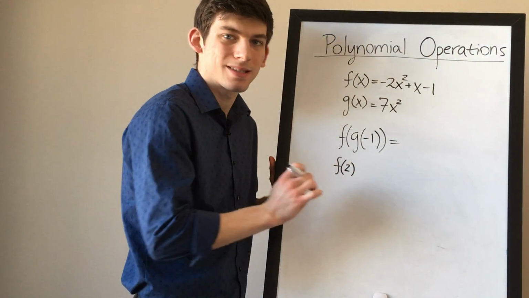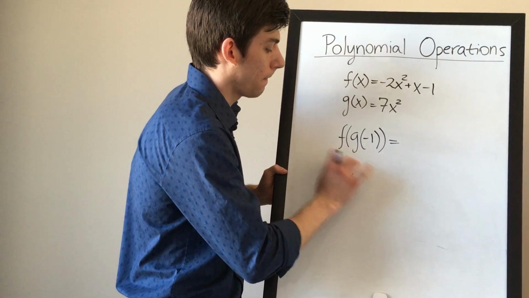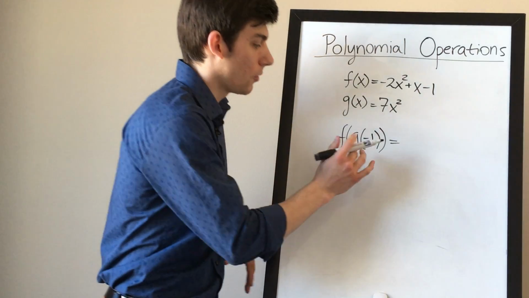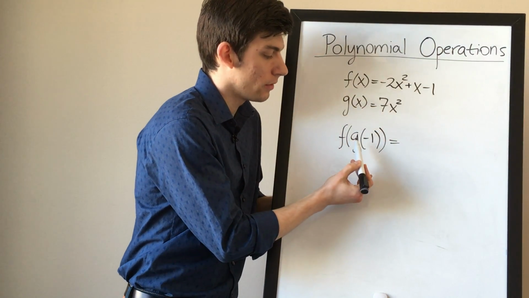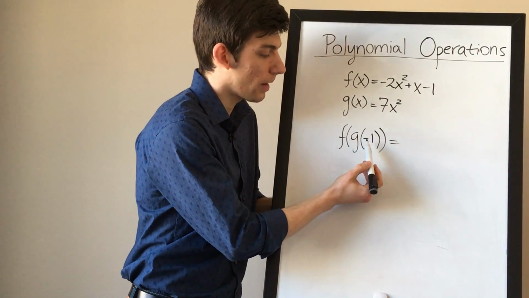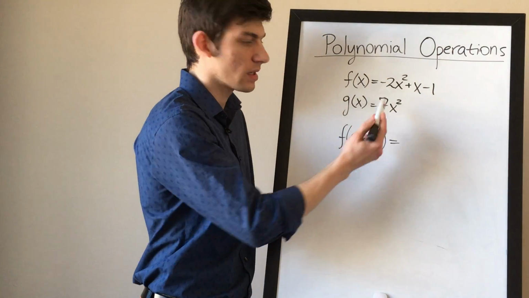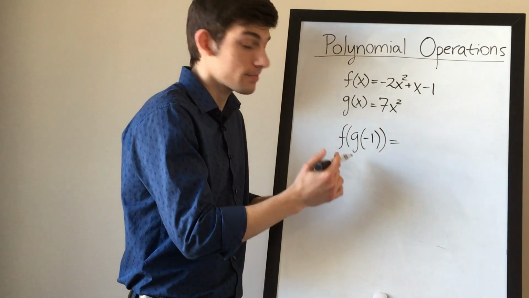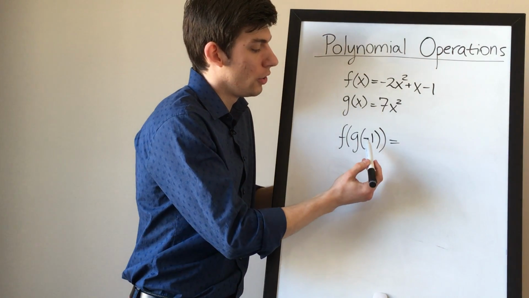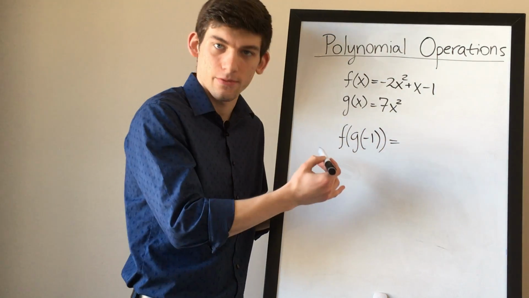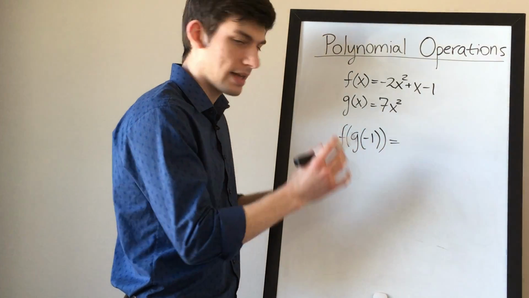So in this scenario, it's no different. We just need to work from the inside out. First, we need to have g of x, and we need to replace x with -1. So we need to find g of -1. That's going to be some number, and once you find that number, you then plug that number in for x in f of x. So let's see how this would actually look.